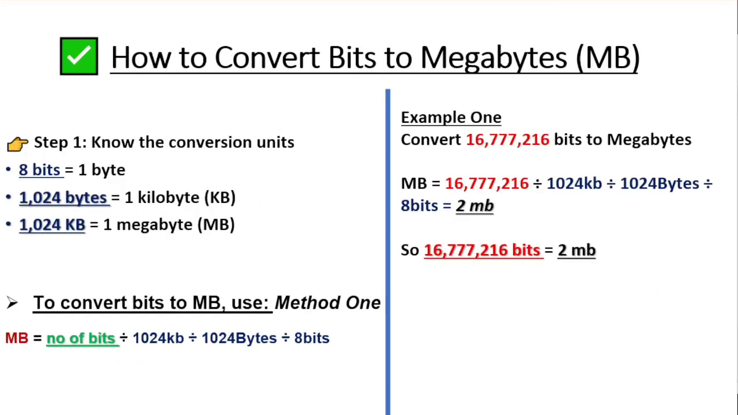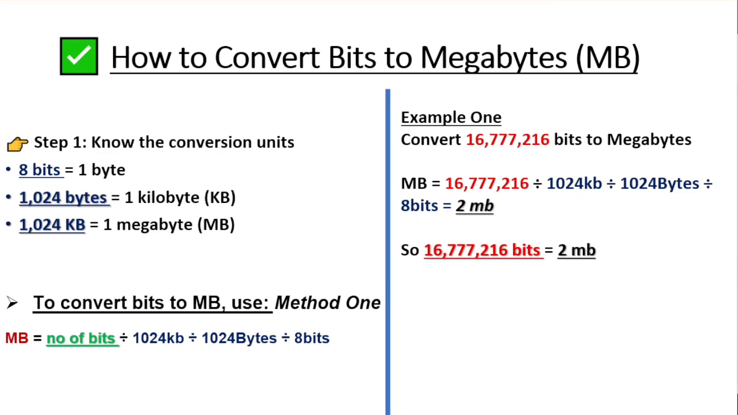How to convert from bits to megabytes. Now we know our various conversion units. It's still the same process. When you're converting from the smaller units to the bigger units, you divide. Then when you are converting from the bigger units to the smaller units, you multiply. So like I said earlier, 8 bits is equal to 1 byte. 1024 bytes is equal to 1 kilobyte. 1024 kilobytes is equal to 1 megabyte.